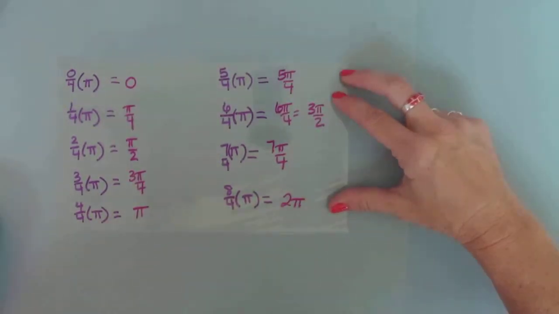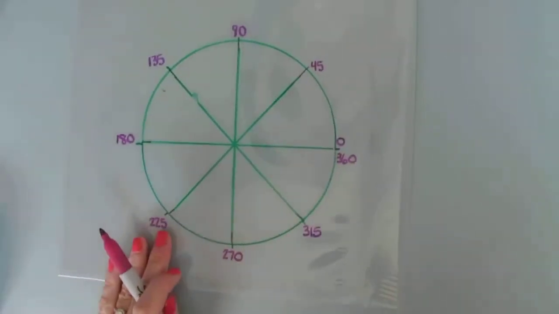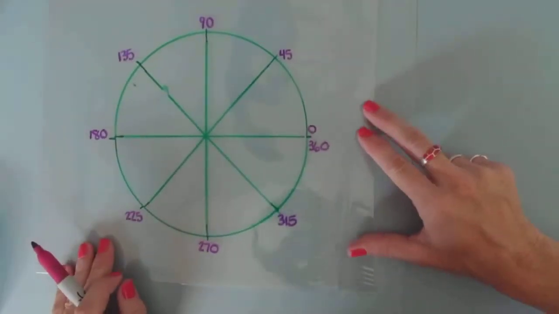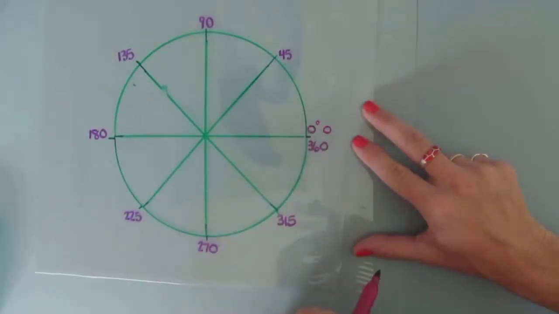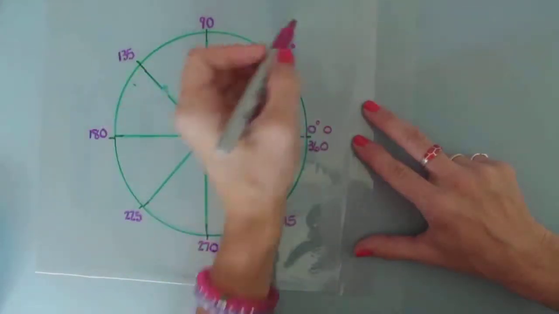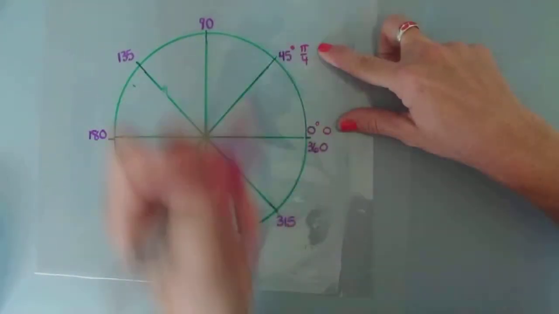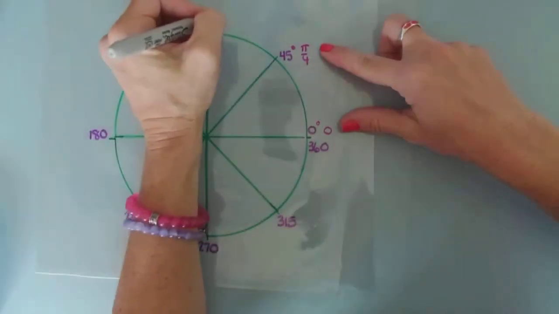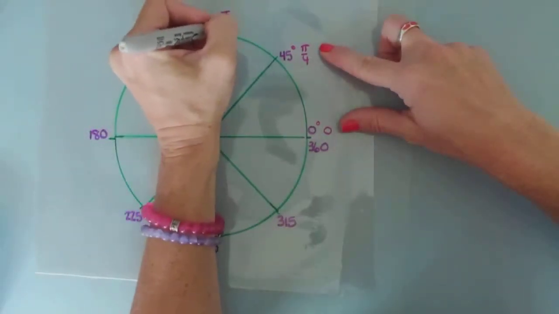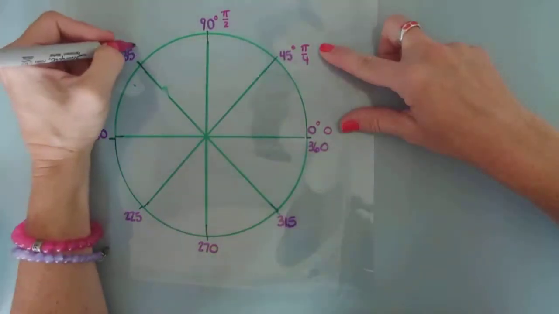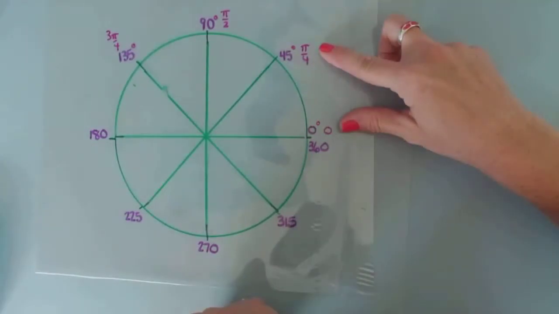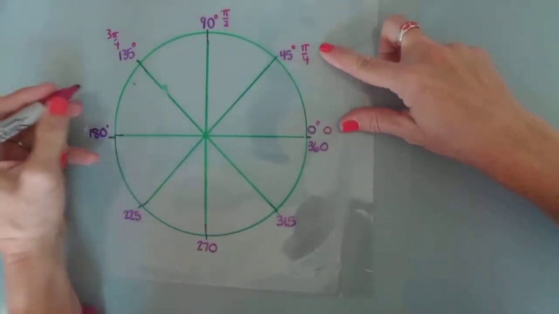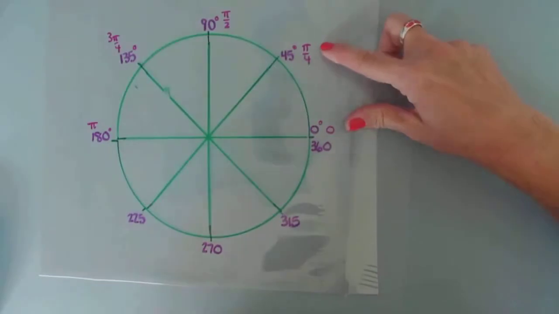So when I go to my circle that we were studying earlier that already has the degree measures on it, we can now add in those radians. So 0 degrees hooks up with 0 radians. 45 degrees we now know is pi over 4 radians. 90 degrees we now know to be pi over 2 radians. 135 degrees, 3 pi over 4 radians. And 180 degrees is just going to be pi radians.